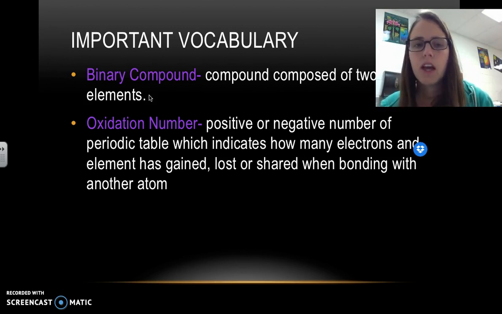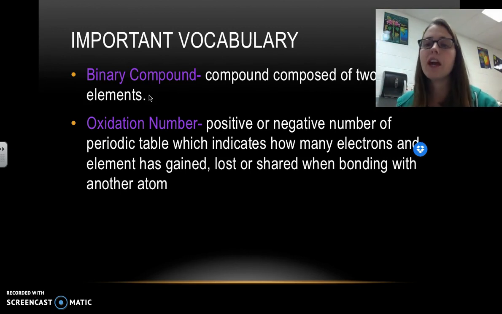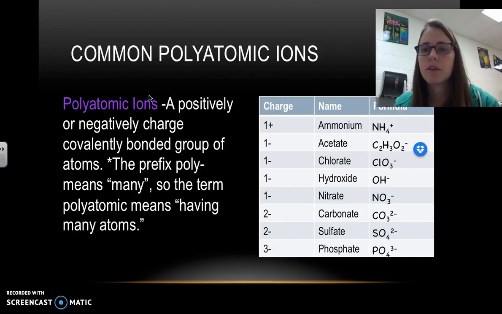An oxidation number, so you've probably heard this word before. It's either a positive or a negative number on the periodic table, and it tells you how many electrons the element can gain, lose, or share when bonding with another atom. And we talked about that, right? We talked about the different rows and if it's easier to gain 2 or lose 6, and that's what tells us that oxidation number. So we're going to practice with that today.